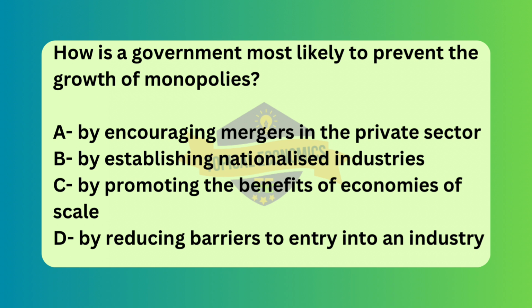Lastly, option C, by promoting the benefits of economies of scale. While economies of scale can lead to efficiency in production, they can also make it easier for a firm to dominate the market. Promoting this might inadvertently support larger firms that could become monopolies.